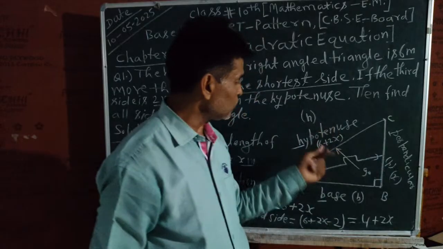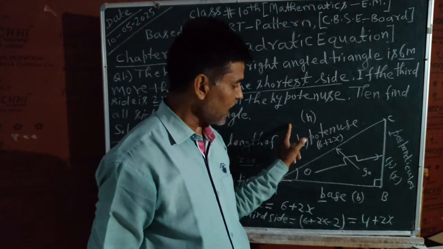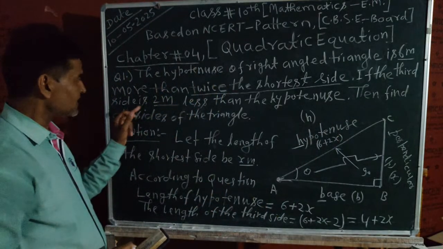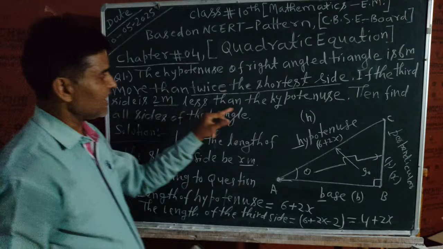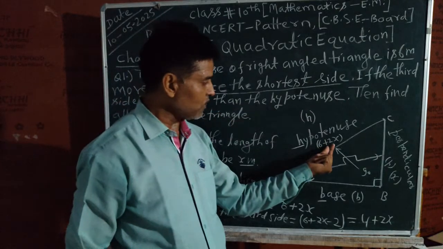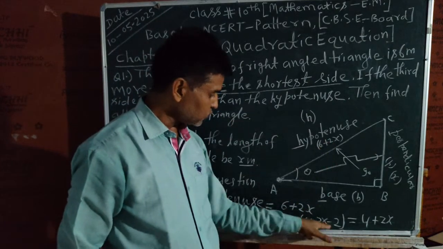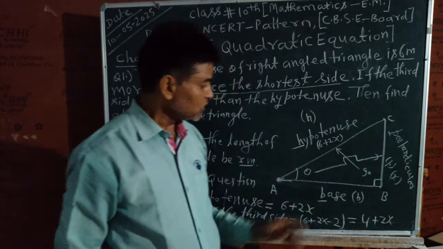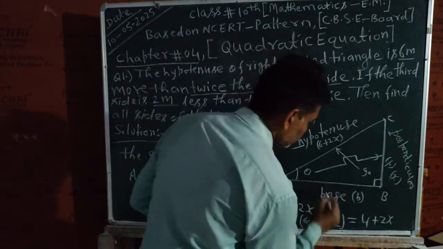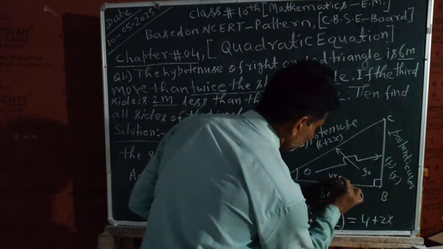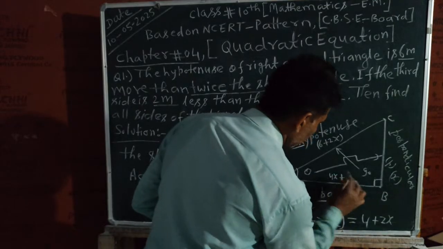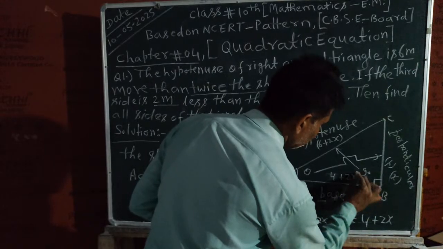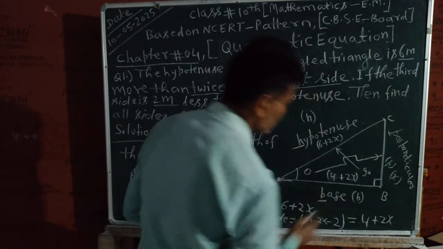So according to the question 6 plus 2x is the hypotenuse, and the third piece of information is also given here: the third side is 2 meter less than the hypotenuse. So this is the value of the hypotenuse, and I will subtract 2. After subtracting, I will get 4 plus 2x. Okay, student. So I have got the three sides' values, 4 plus 2x. Now we have to obtain the value of x.